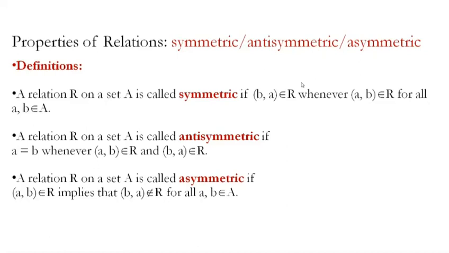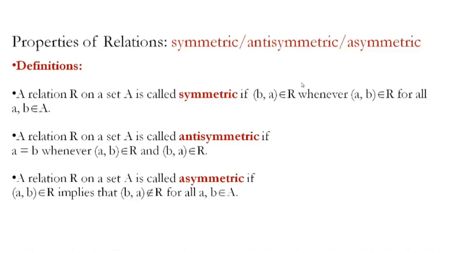While coming to asymmetric, a relation R on a set A is called asymmetric if (a, b) belongs to R implies that (b, a) does not belong to R. Asymmetric means a different way, for all a, b belonging to A.